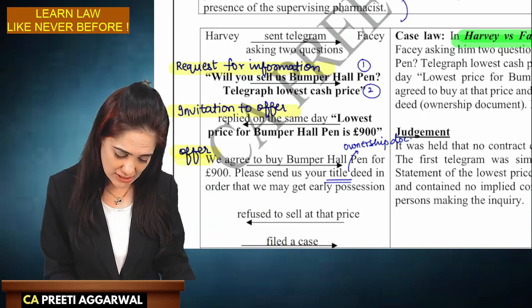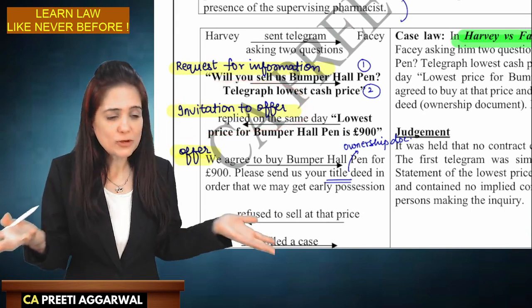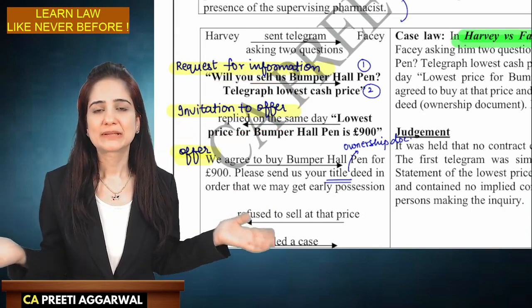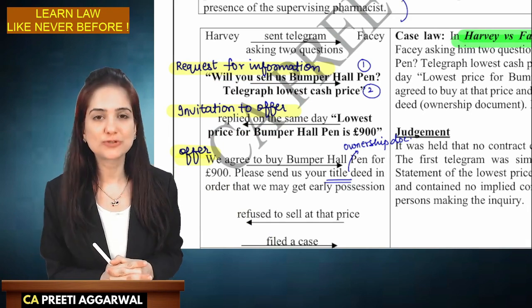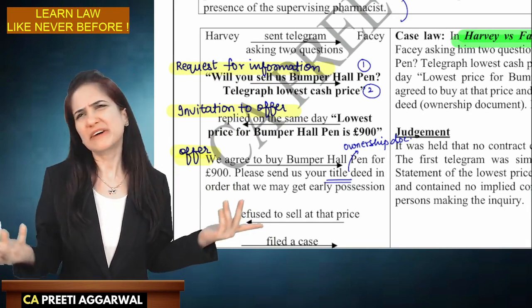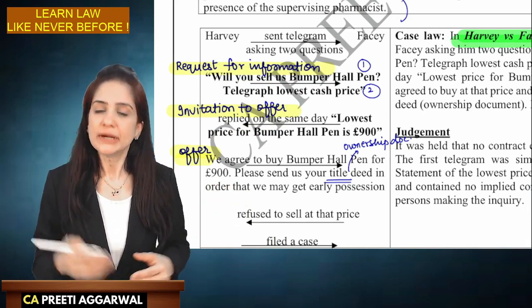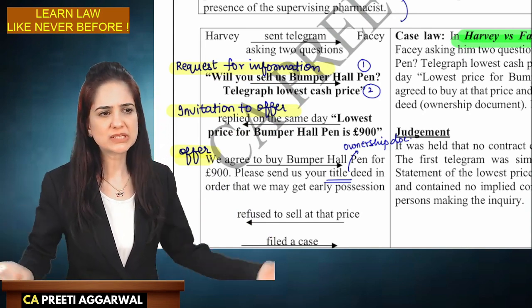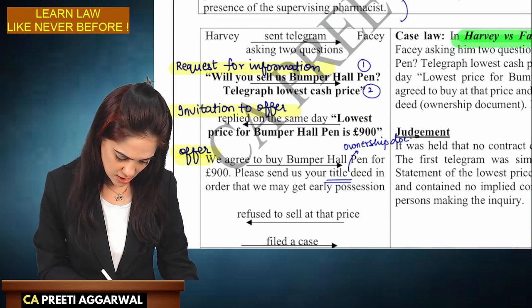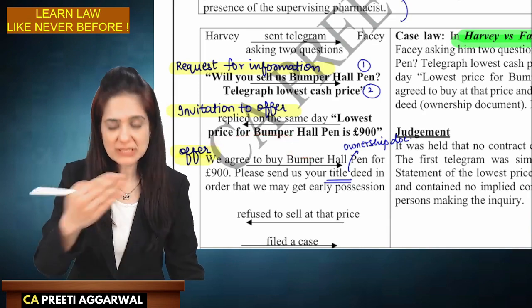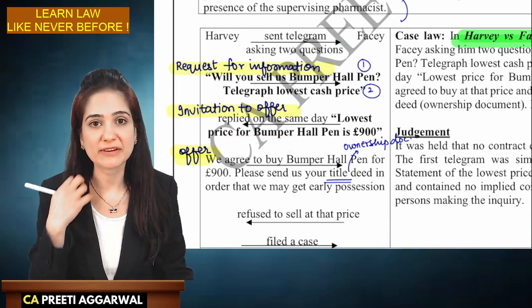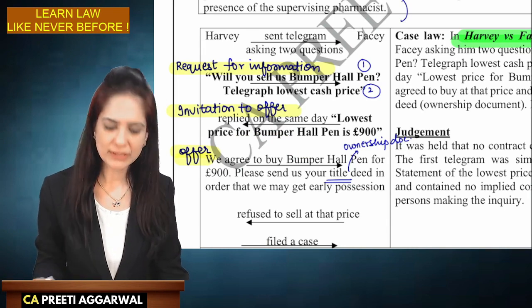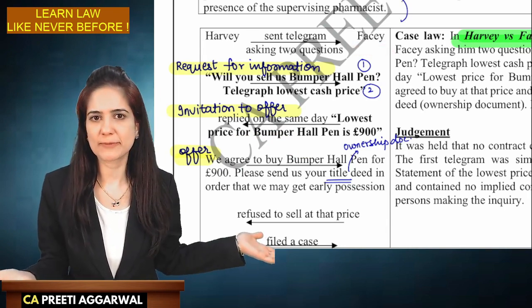Okay, so you are just replying, you're only answering. That's an invitation to offer. But yeah, if I sell, I'll sell for £900. Did he say, yeah, I want to sell it to you, will you buy it? No, he just answered the questions. In fact, Harvey has given him an offer. Yes, yes, I will buy it for 900 pounds. Will you sell it? It is open to Facey whether he wants to accept or reject this offer.